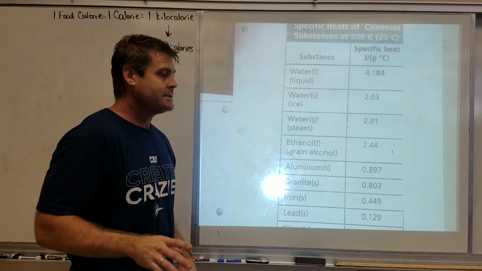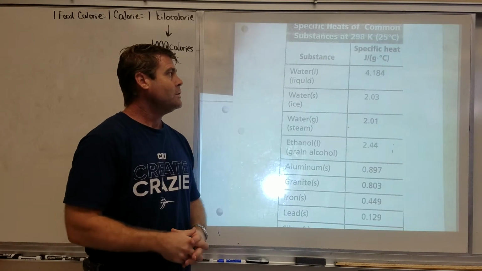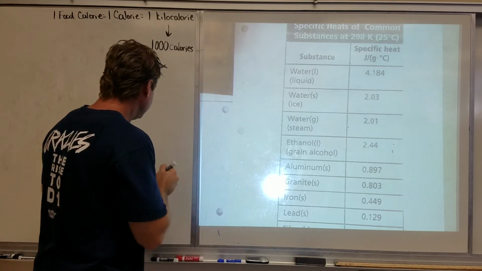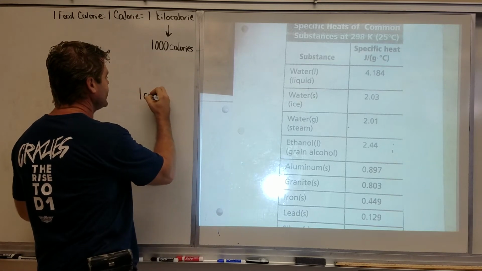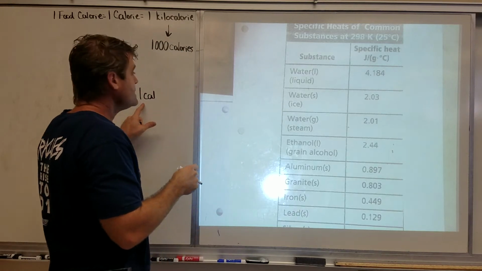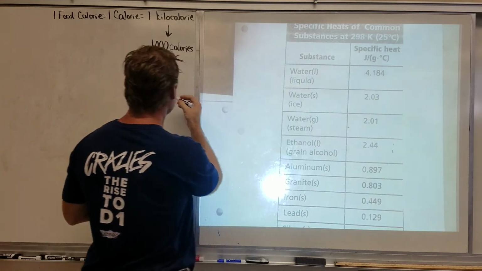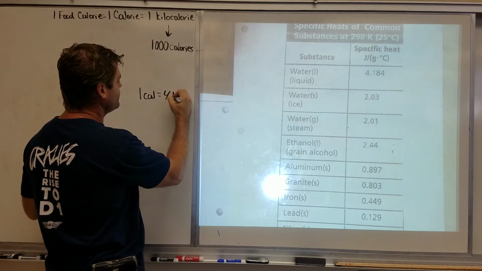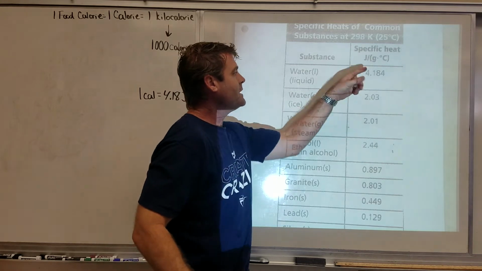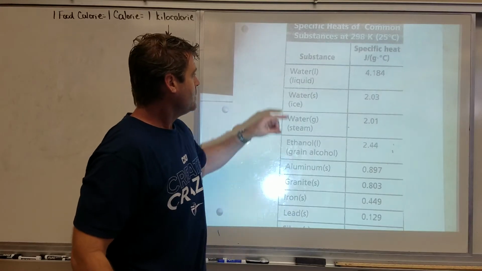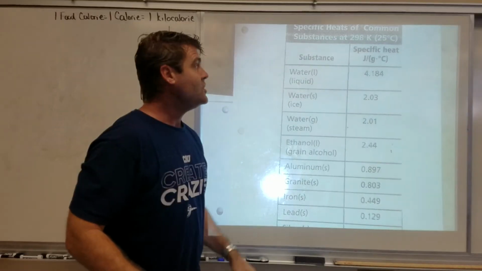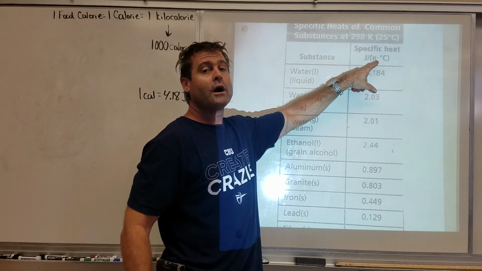What that means is, you remember we learned about the calorie? And what do we say a calorie is? It's the amount of heat necessary to raise 1 gram of water by 1 degree Celsius. So this is saying 4.18, but you remember the conversion factor, 1 calorie is 4.18 joules. So that is consistent with what we've seen before. So for water, it takes 4.184 joules of heat to raise 1 gram of water by 1 degree Celsius.